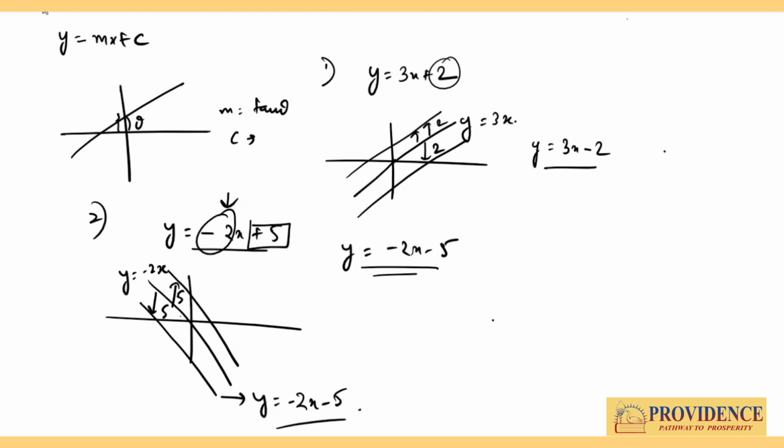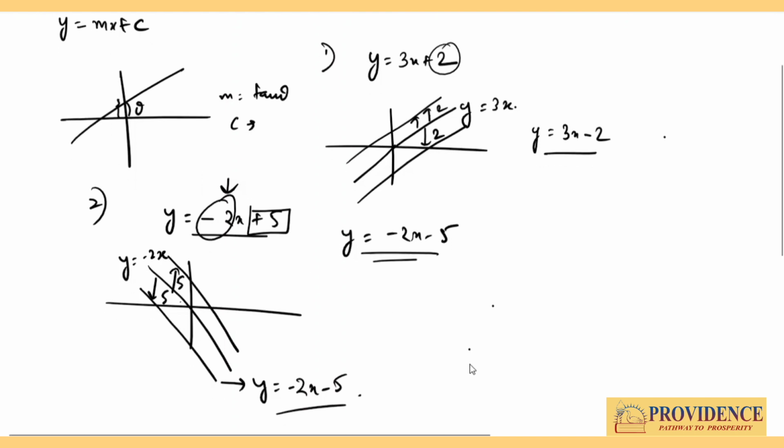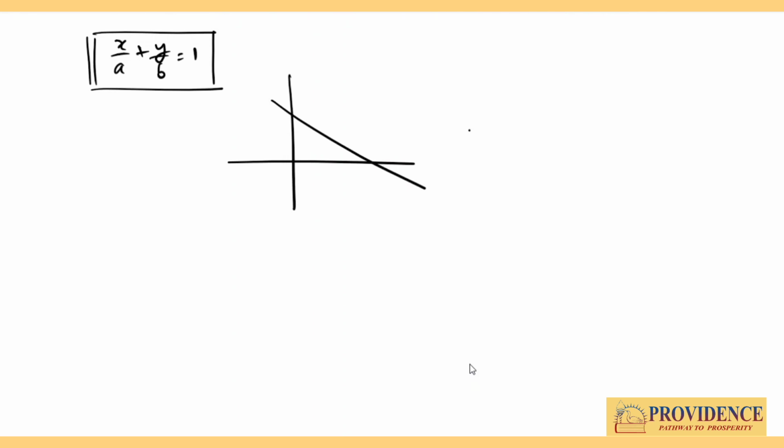Now another rather easy way of estimating the graph, if the particular equation is given, is using the intercept form of the straight line. That means, say x by a plus y by b is equal to 1. If you are given any equation of this form, then it basically represents a straight line having the x-intercept as a and y-intercept as b, right?